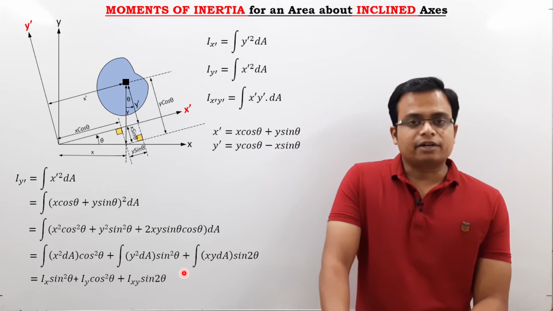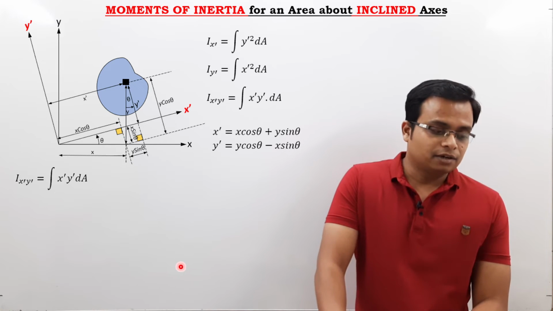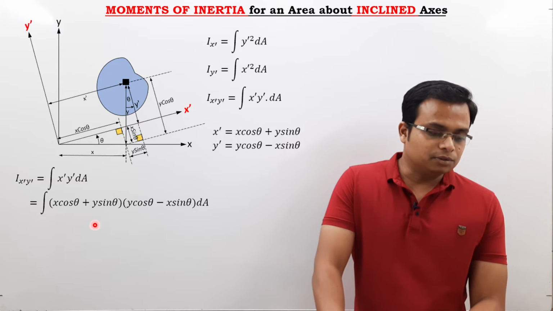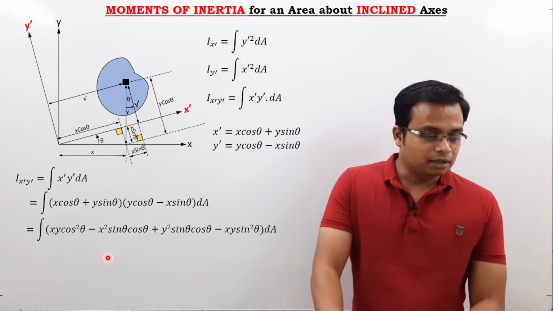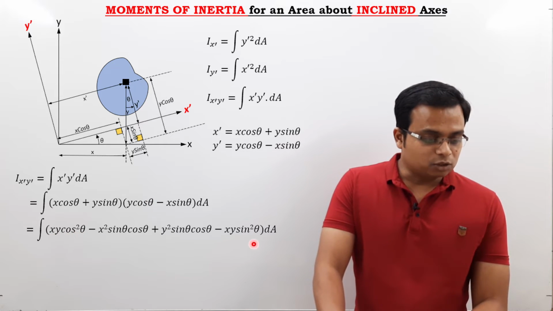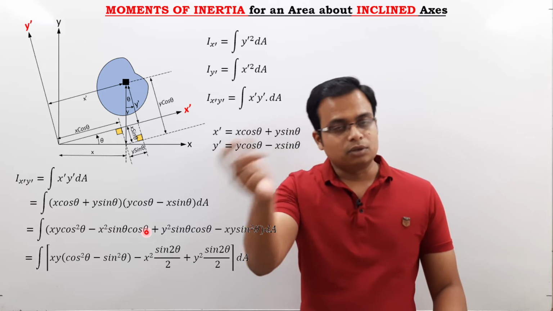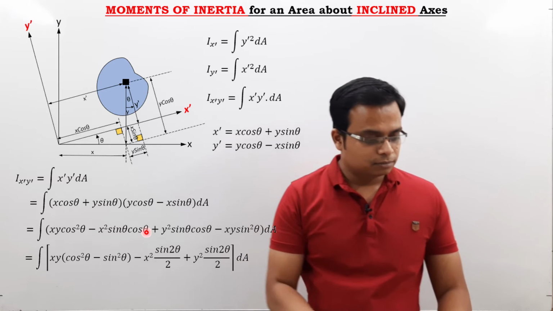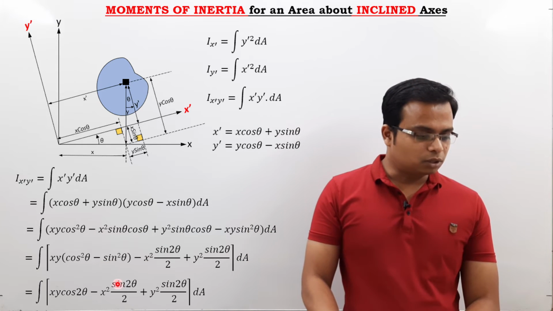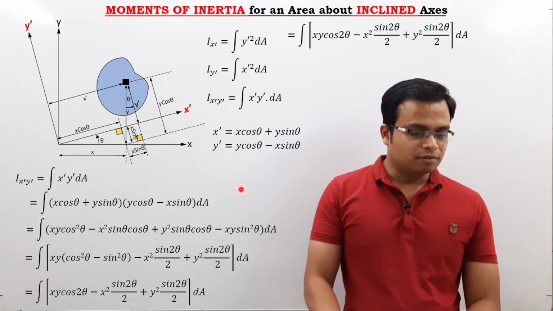And finally let us try to calculate Ix dash y dash. So plug in both the values, you do the multiplication. This is what you get. Take xy as common. So cos square theta minus sin square theta, right? Sin theta cos theta becomes sin 2 theta over 2. Sin 2 theta equals 2 sin theta cos theta from that. Just simple math. This is cos 2 theta, and shift dA inside with the integrals.